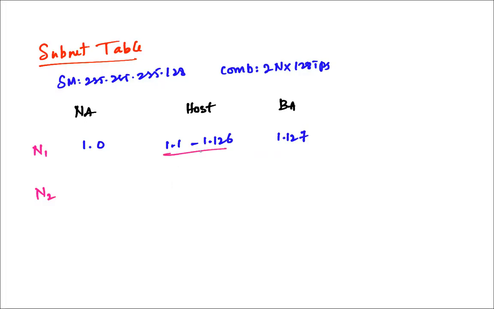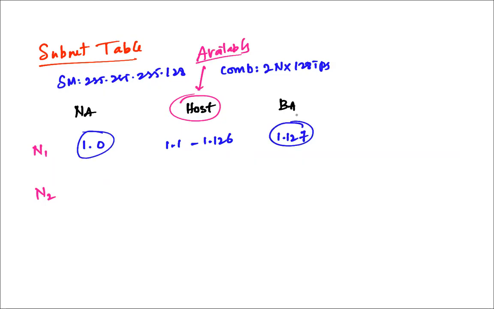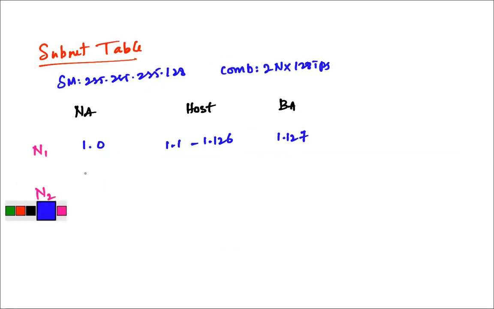What is host? Host means the in-between IPs, which means these are what we call available IPs. The network address, you can't use it. The broadcast address is reserved, you can't use it either. So we have the host IPs 1.1 to 1.126. Clear? So we just wrote the first line, network number one. Hope you guys are getting it. 1.0 and 1.127 are first and last, and these are the in-between IPs.